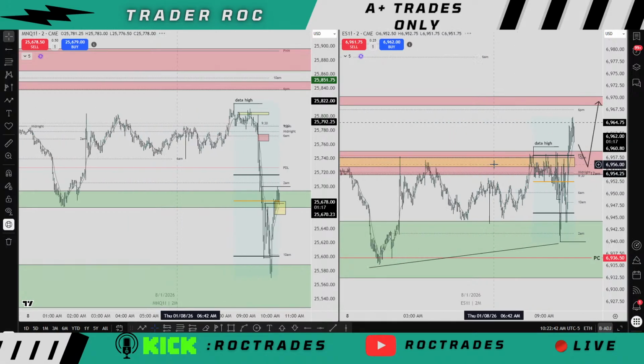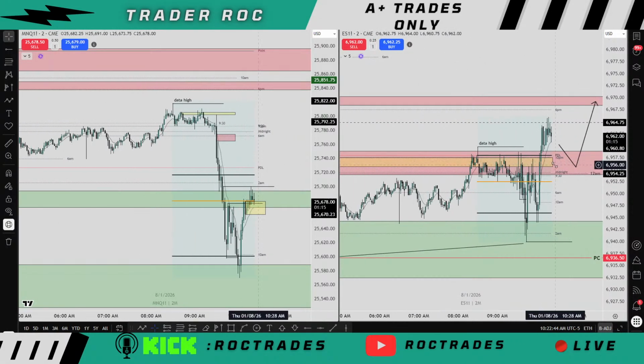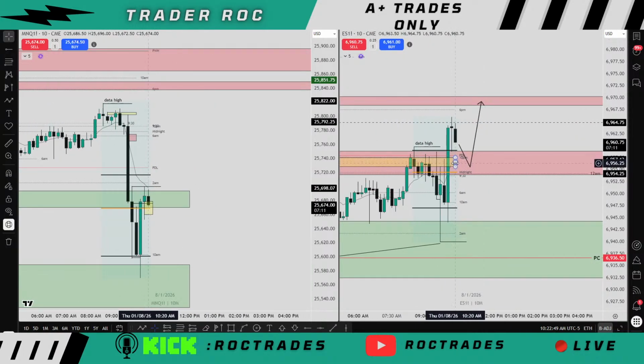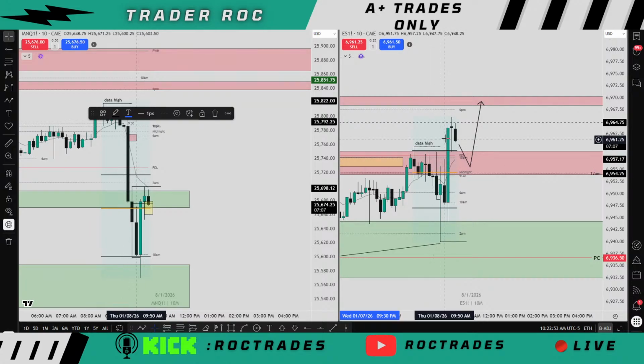Right? This was obvious support on the 10-minute. Now we break it. I'm looking for that retest here. There's also a 10-minute fair value gap now. Very clean area of interest.